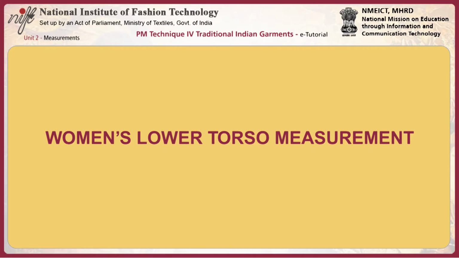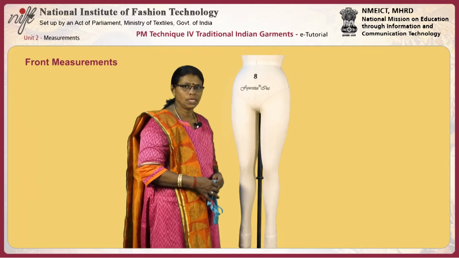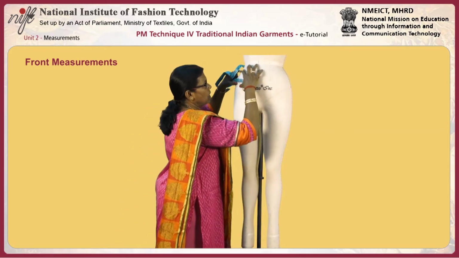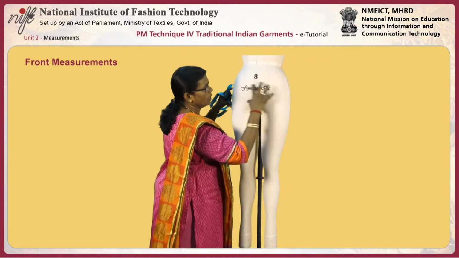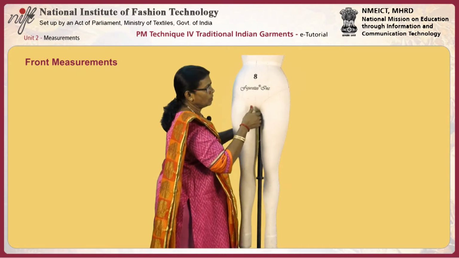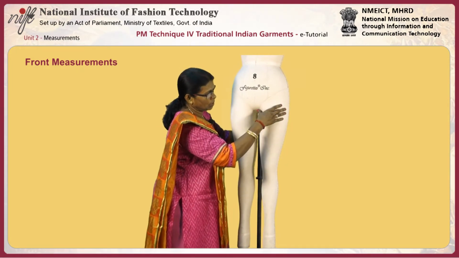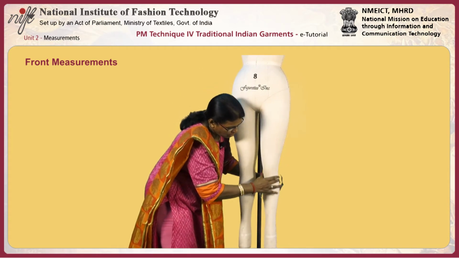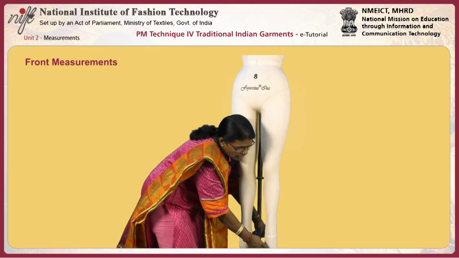Now we move on to lower body measurements and reference areas. The reference areas are waist, abdomen, hip, crotch, thigh, knee, calf and ankle.